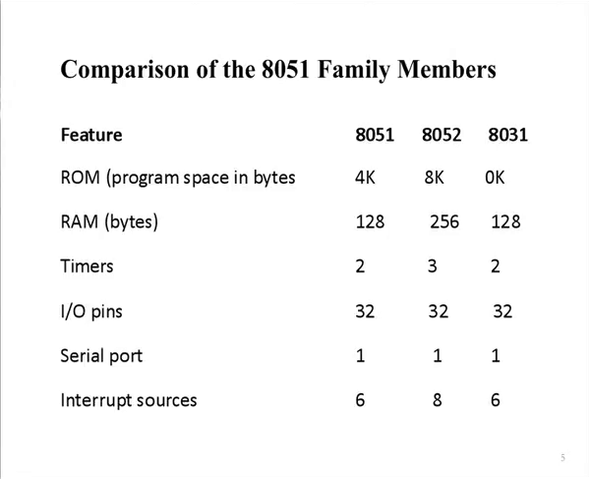Now let us have the comparison on the basis of timers. 8051 has 2 timers, 8052 has 3 timers and 8031 has 2 timers. Now let us have the comparison on the basis of I/O pins. All the three, that is 8051, 8052 and 8031, have 32 I/O pins, that is, all have four 8-bit ports. Regarding the serial port, all the three have one serial port. Now let us have the comparison on the basis of interrupt sources. 8051 has 6 interrupt sources, 8052 has 8 interrupt sources and 8031 again has 6 interrupt sources.